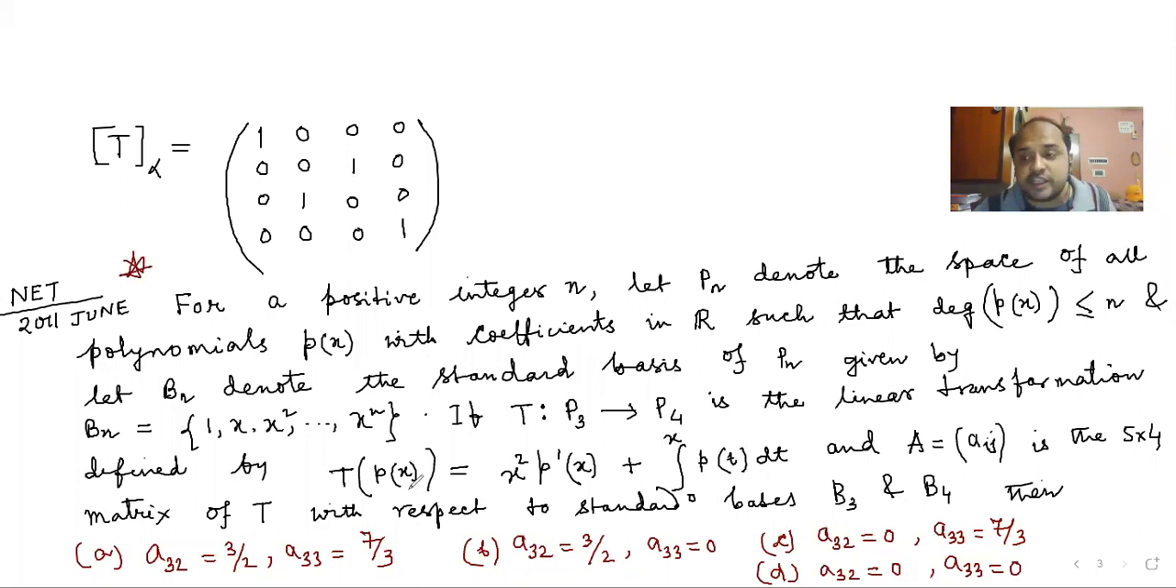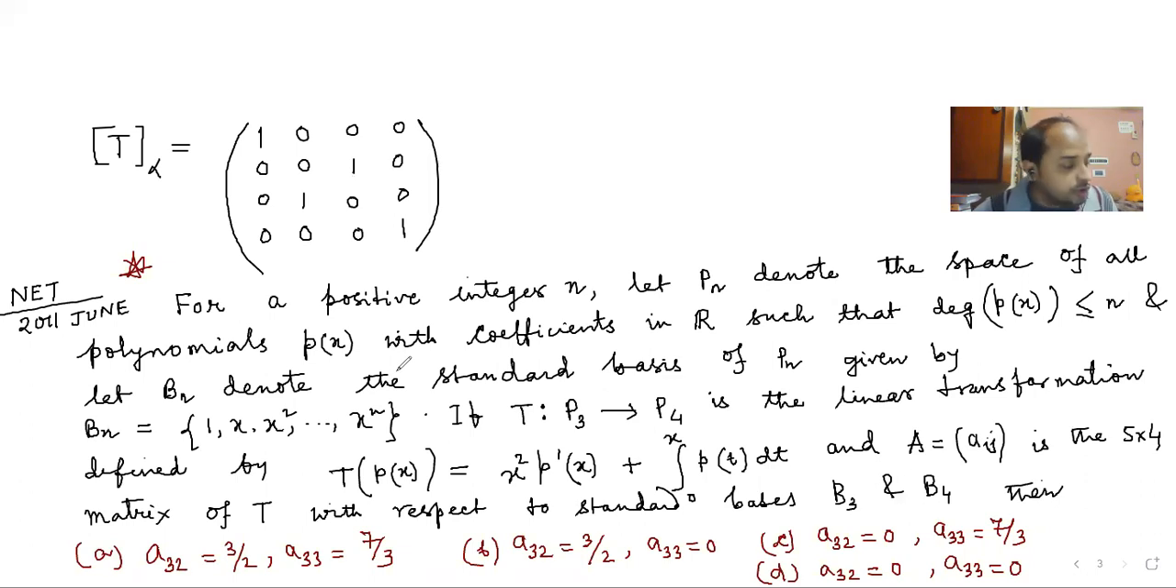We have 5 minutes 15 seconds left for this session. Okay, I'm just checking the options: 3x^2, 7x^3; 3x^2, 0; 0, 7x^3; 0, 0. Now I'm giving you time to solve this particular problem. Try to solve it. Many things have been explained in this problem.